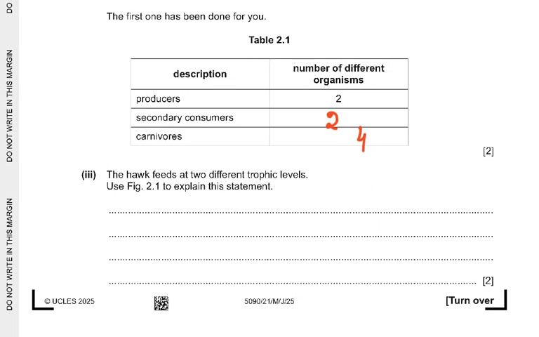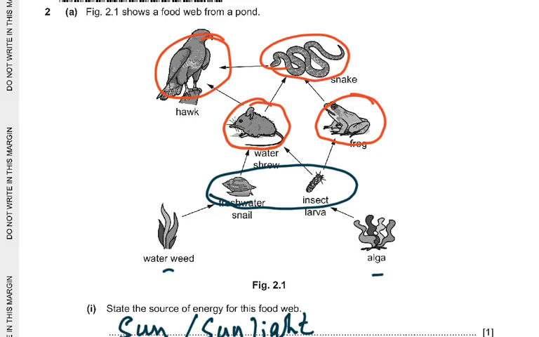Now the next question is: the hawk feeds at two different trophic levels. Use figure 2.1 to explain this statement. Okay, let's look at that now. The hawk feeds at two trophic levels. What does that mean? You see, this is the producer, one trophic level, then two, then three, and then four. So the hawk is at the fourth trophic level.